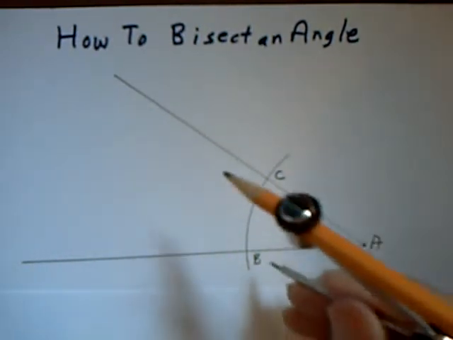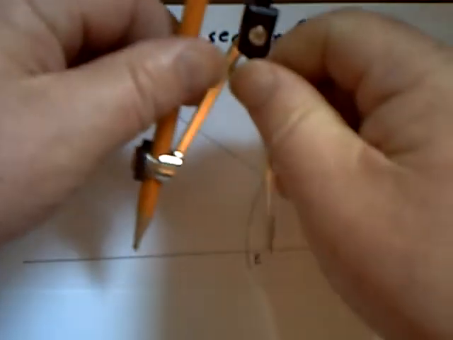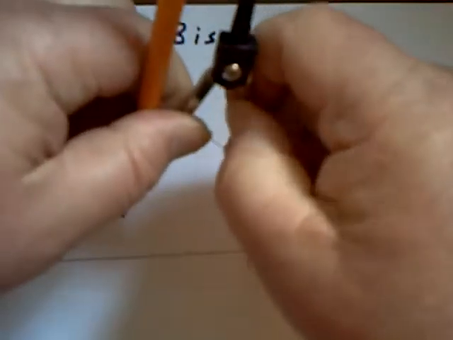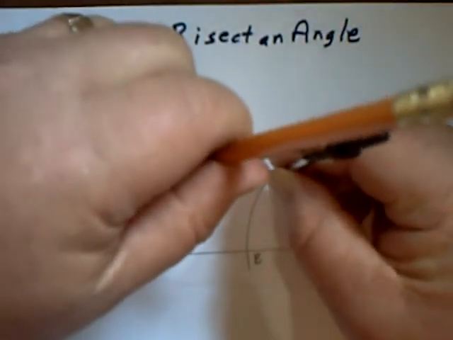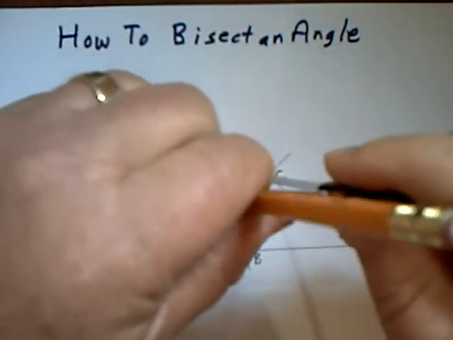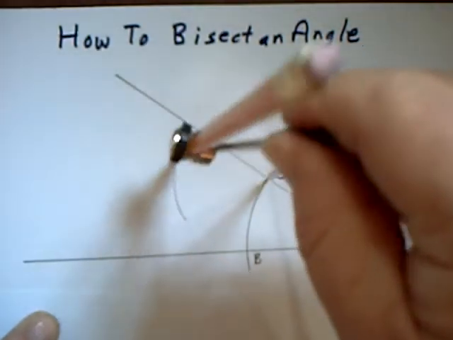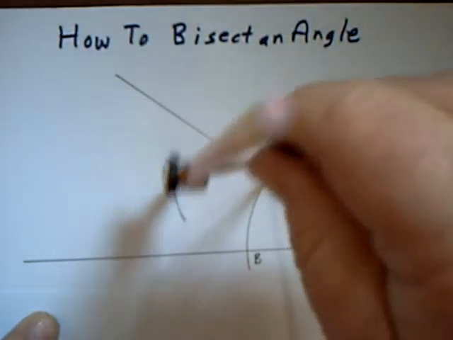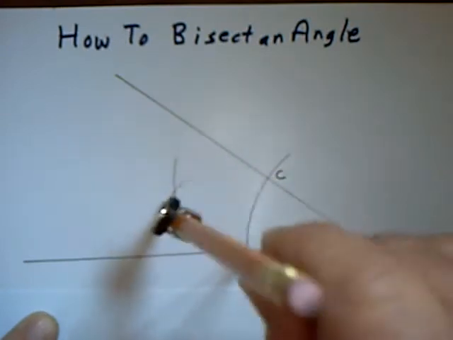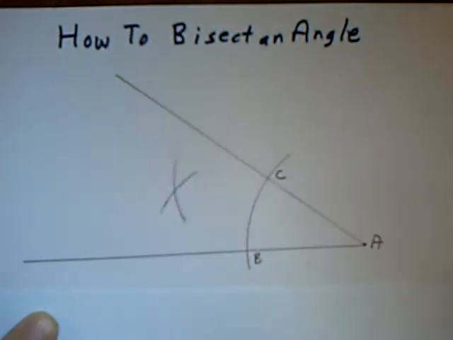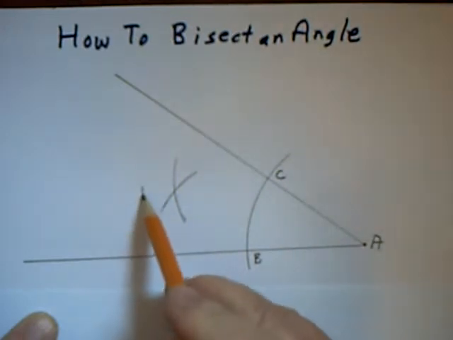Now I can go to points B and C, and I can change my angle. I don't have to have it the same. I can move it out, in and out. I'll go to C, and I'm going to draw an arc here. And I'm going to go to B and draw an arc here that intersects the other. Where they meet, I'll call point D.